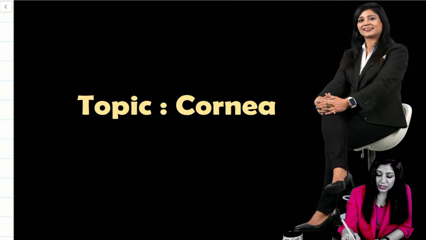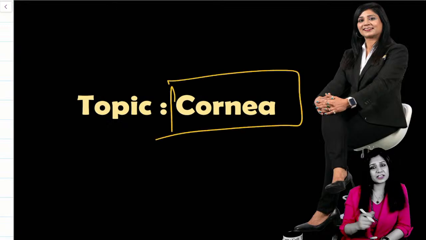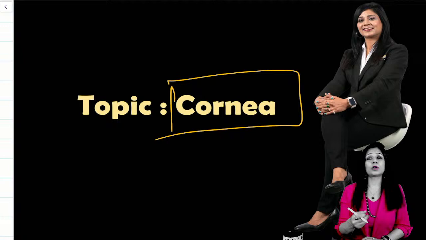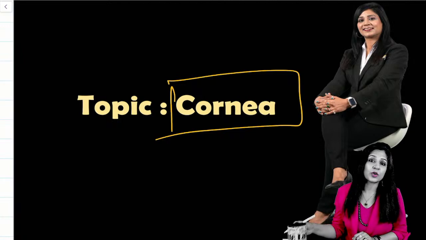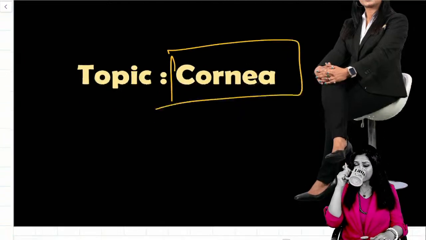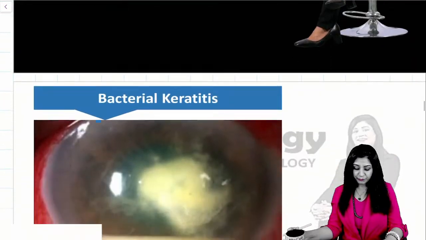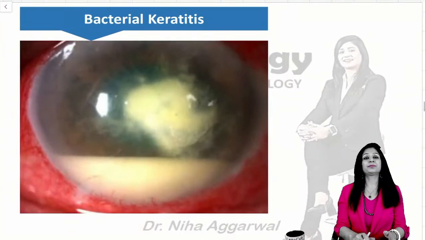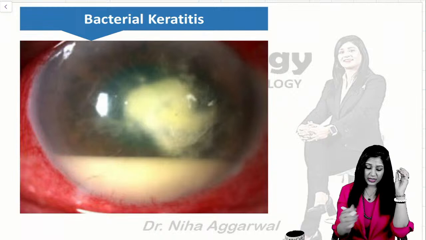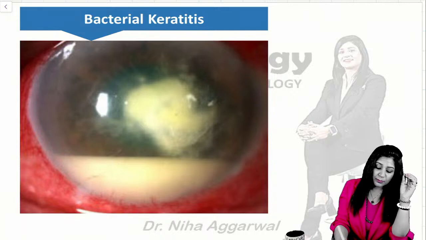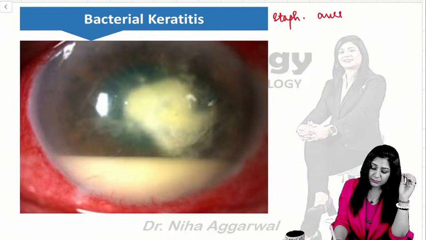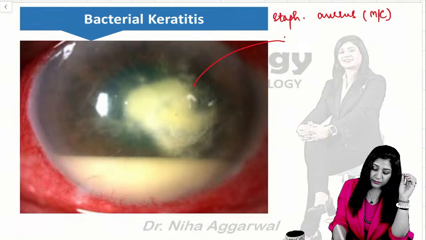Now coming to the cornea. Cornea is an easy one, but again very, very important, and we are always getting questions on the corneal ulcers. So first to start is bacterial keratitis. In bacterial keratitis, the most common cause is always Staph aureus, and you will always get a single large ulcer.